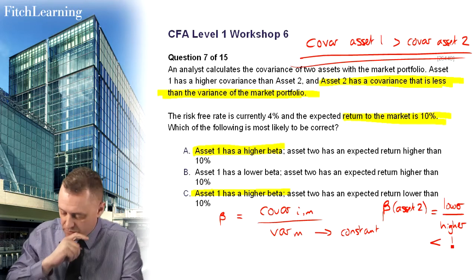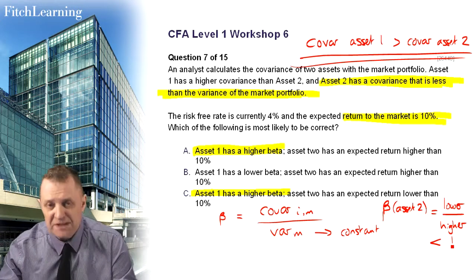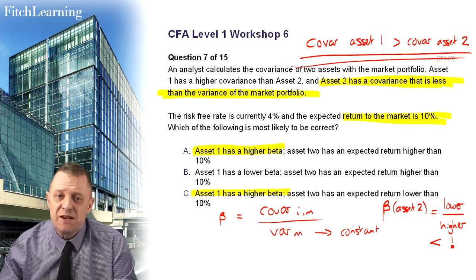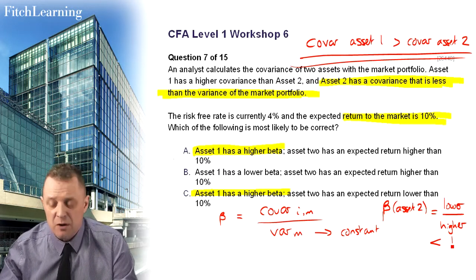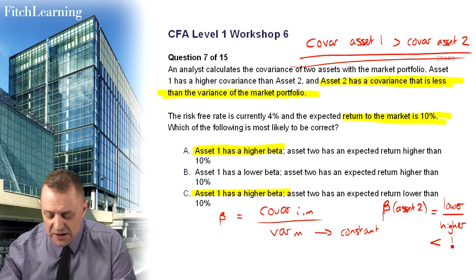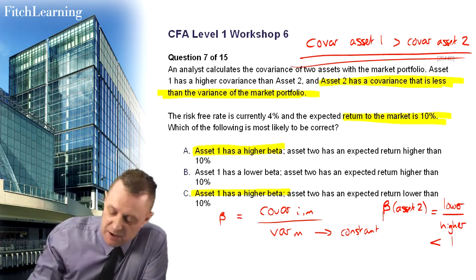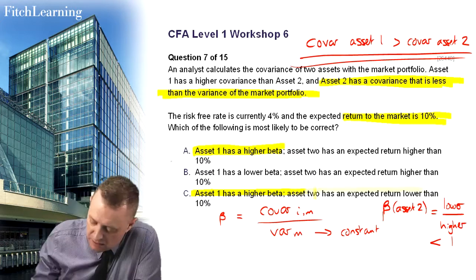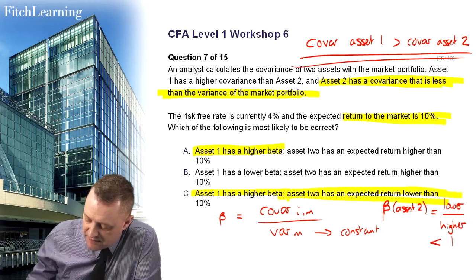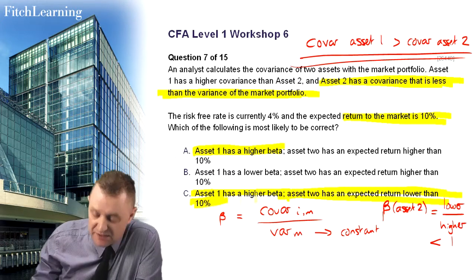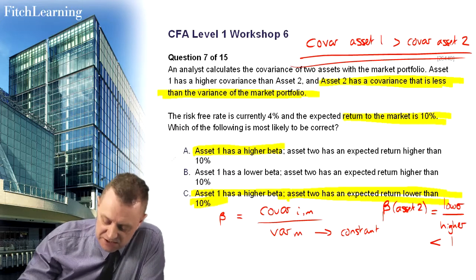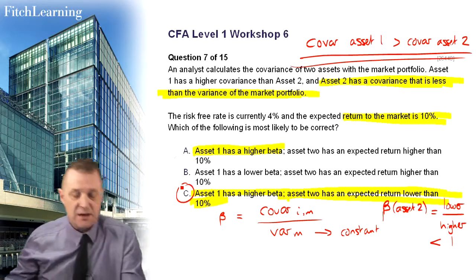Now, if asset 2 has got a beta less than 1, what that is essentially telling us is that the expected return on that asset will be less than the market. So given that the market's got a return of 10%, I can say now that the expected return of asset 2 must be lower than 10%. Okay? And that leads us to say that the answer has got to be C.